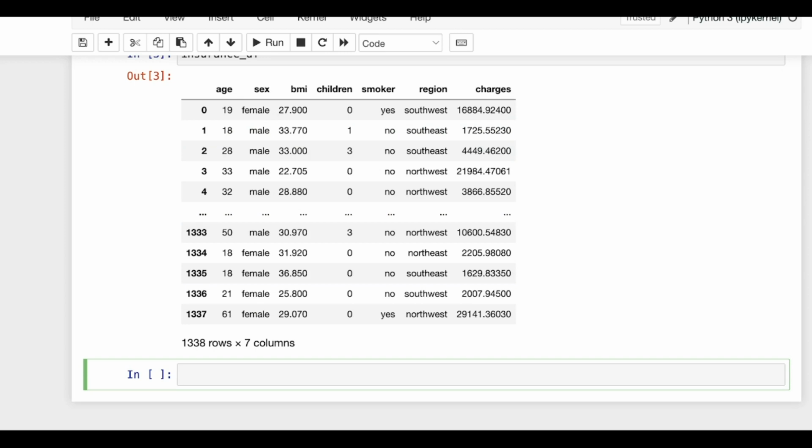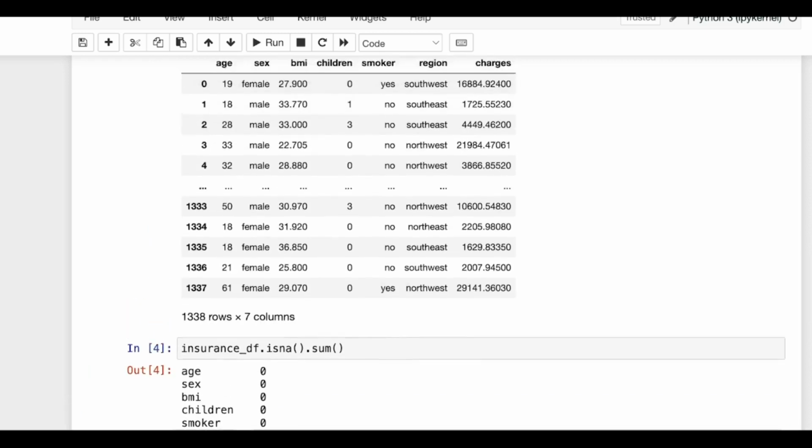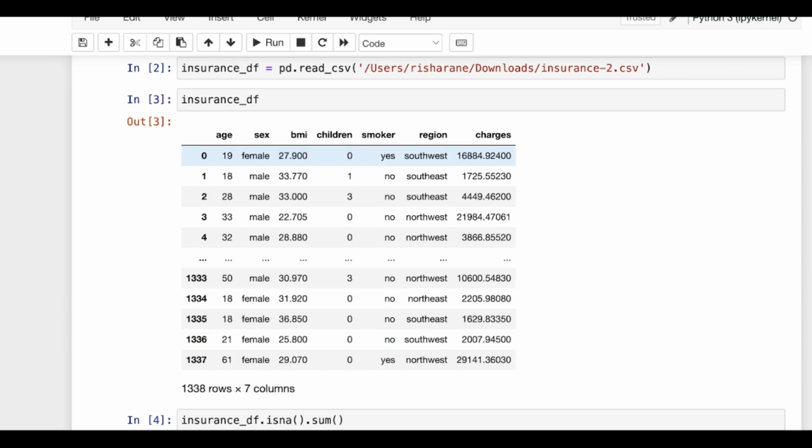Let's check whether it has any null inputs or empty values. As you can see here, we don't have any null inputs, so we can directly start with data processing. Now in this data set, as you can see, there are some categorical features like sex, region, smoker. These are string values, these are the categorical features, and machine learning cannot handle such features. Machine learning only requires the values in numerical format, so we need to convert these features into numerical format.